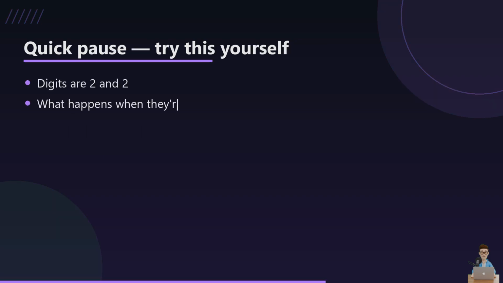Let's pause for a second before I show you the answer. Suppose our number is 22, so our digits are 2 and 2, the same digit twice. Take a moment and think, what would max1 and max2 end up being, and what's the final product? Don't worry if you're not sure. Let's work through it together next.